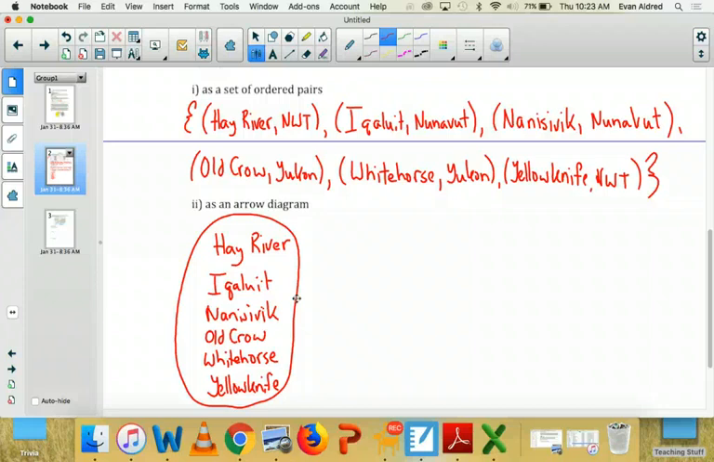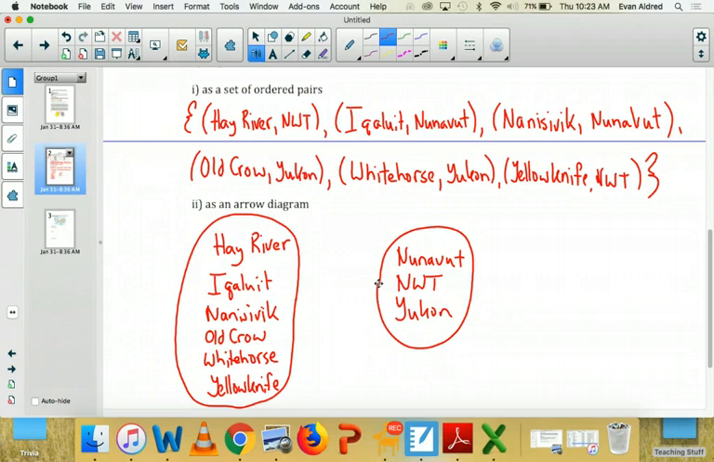And now, the second set. Well, with the second set, we only have 3 things. We just have the 3 territories. So you don't write duplicates. You don't write Nunavut twice or Northwest Territories twice or Yukon twice. So our second oval is smaller, and that's okay. What that means is we're going to have multiple arrows pointing to each of the elements in the second set.